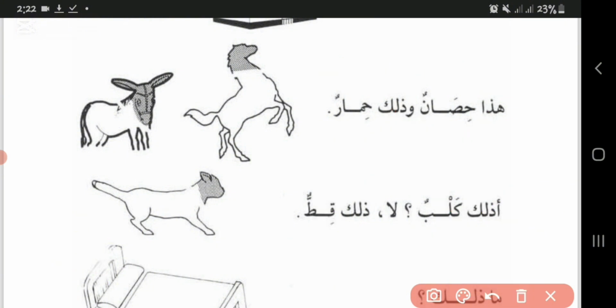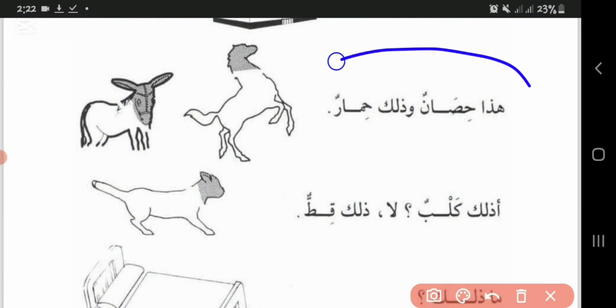So now the meaning becomes هذا حصان, this is a horse, وذلك حمار, and that is a donkey. When we look at the picture, this is the picture of a horse. It is nearer compared to the donkey. Therefore, we use the demonstrative pronoun for a near object, which is hada, for the horse, and another demonstrative pronoun for a far object, for the donkey.